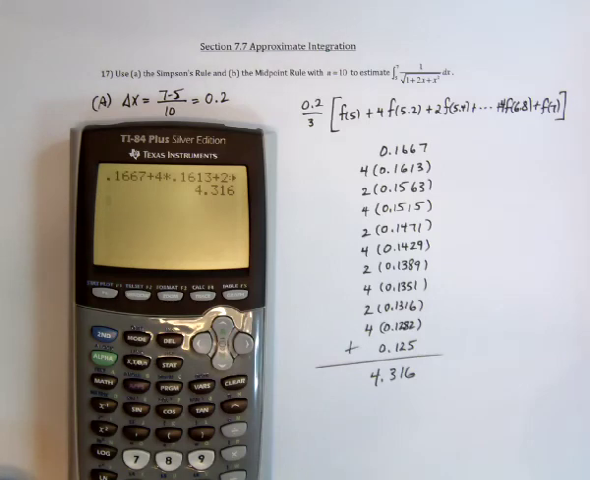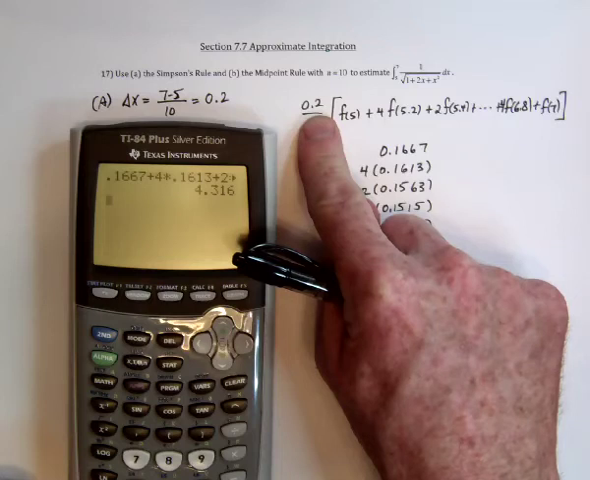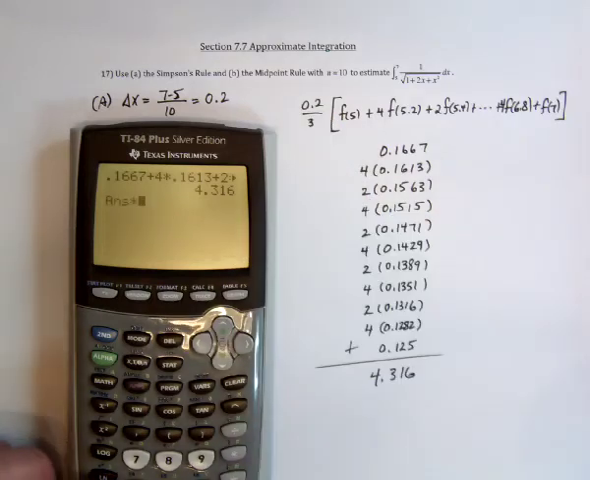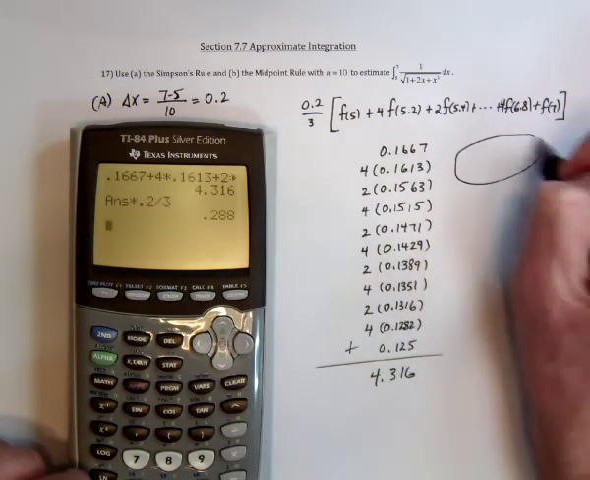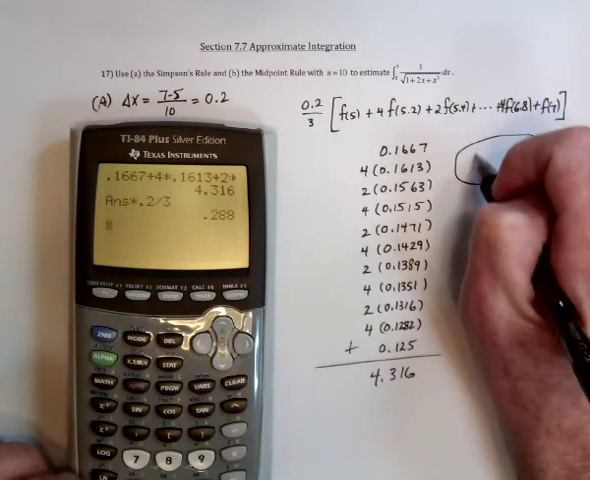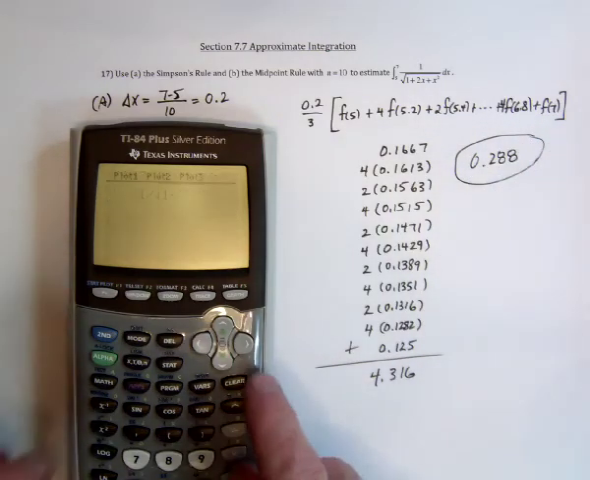Alright, so that's what goes inside the brackets. We then need to multiply by 0.2 and divide by 3. And the final answer would be 0.288.